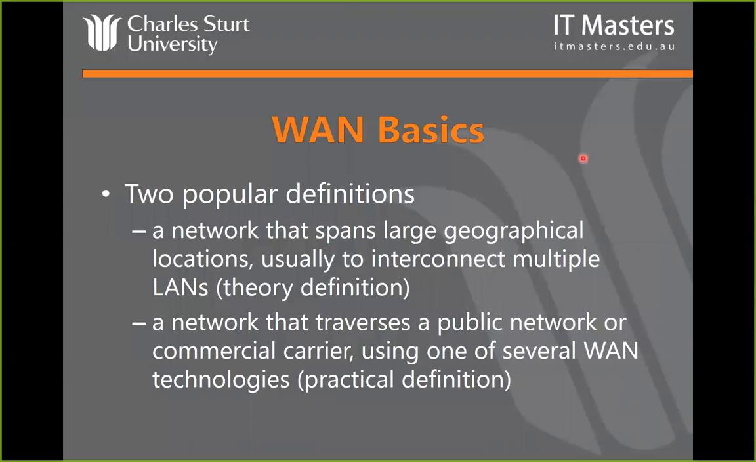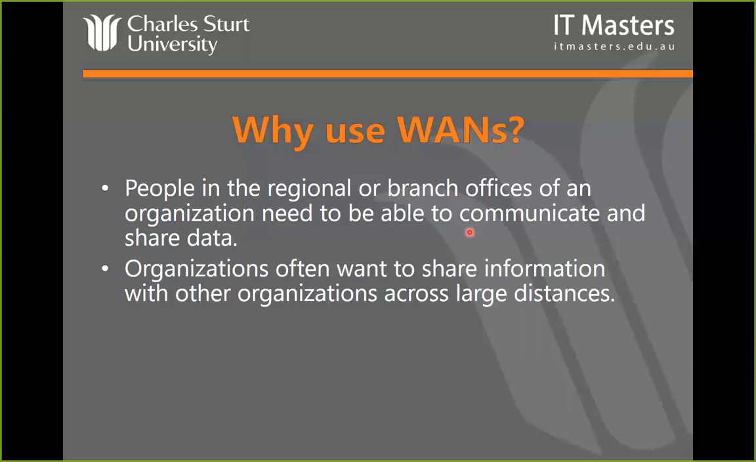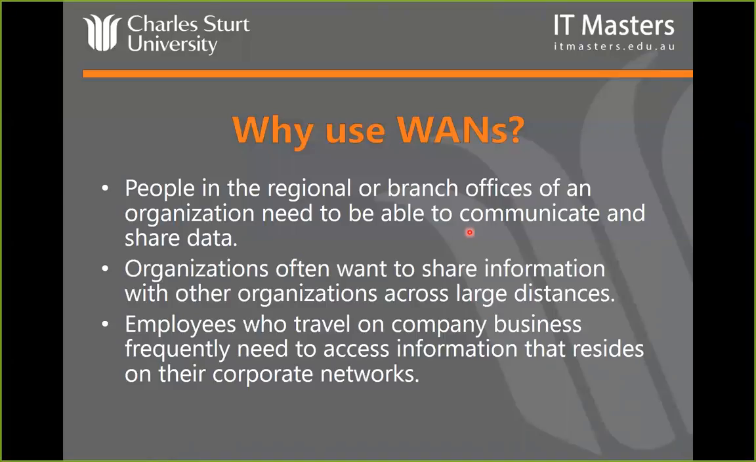So you can think MPLS, ATM, Frame Relay, some sort of VPN. Even a VPN between two SOHO routers or SOHO modems is still technically a WAN because it's using a commercial carrier, the public internet. So they're two slightly different but similar definitions. So why do we use them? Because people in regional branch offices need to be able to communicate and share data with each other and with head office. If we don't have a WAN, we can't do that.